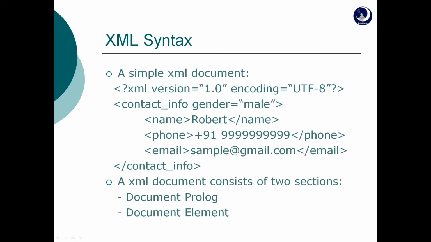XML syntax. This is a simple XML document, and generally an XML document consists of two sections. The first one is the document prolog section and the second one is the document element section. In this example, the first line where the XML is declared is said to be in the document prolog section. All the XML declarations and DTD declarations are done in the document prolog section. Next, the content other than the document prolog section is said to be under the document element section. In the document element section, the definition of self-descriptive tags is done.